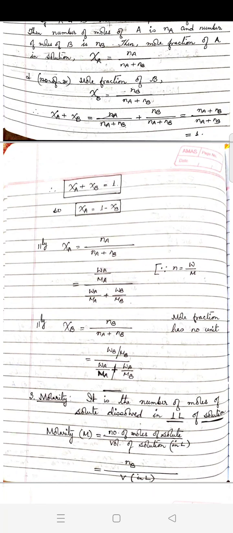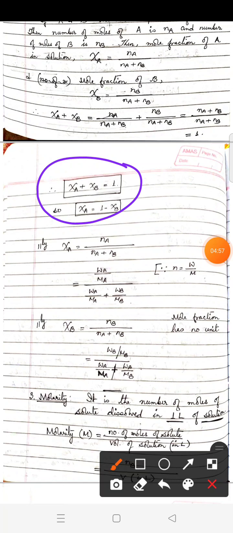So, this is a very important formula for you to remember, chi A plus chi B equal to 1. So you can understand mole fraction will never exceed the value 1.